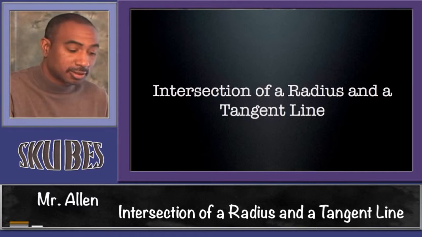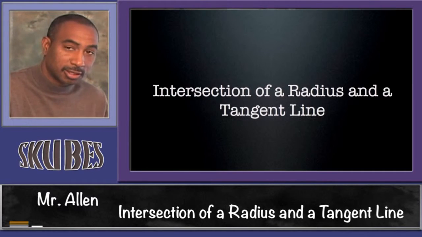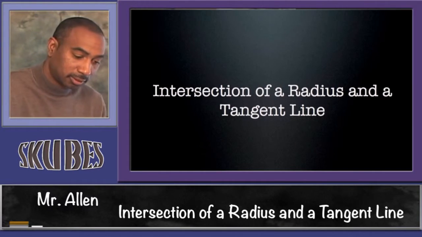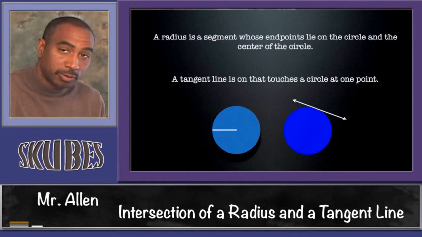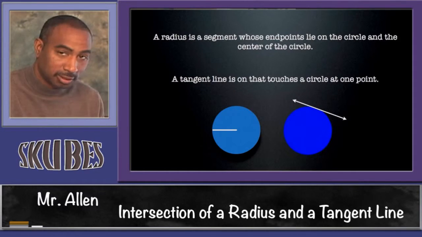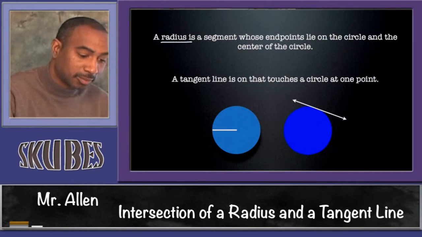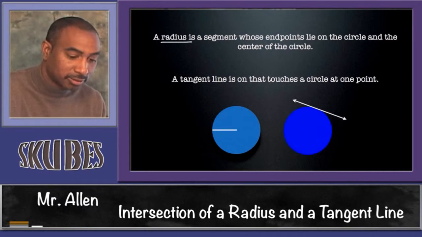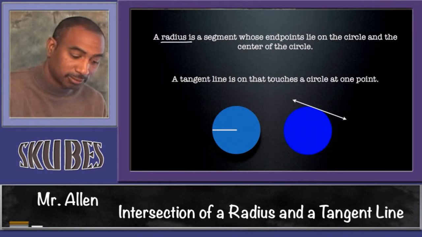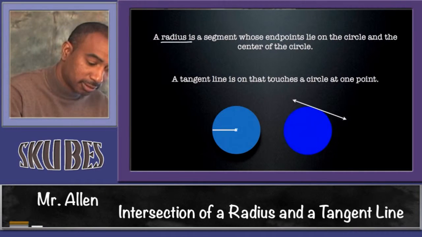All right, today's lesson is on the intersection of a radius and a tangent line. Let's review the definition of radius and a tangent line. A radius is a segment whose endpoints lie on the circle and the center of the circle. So this is the center, and this is the edge of the circle.